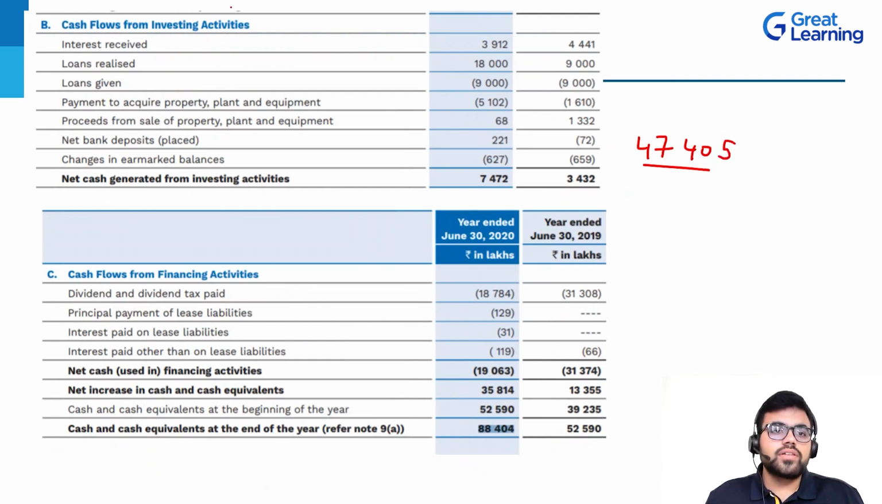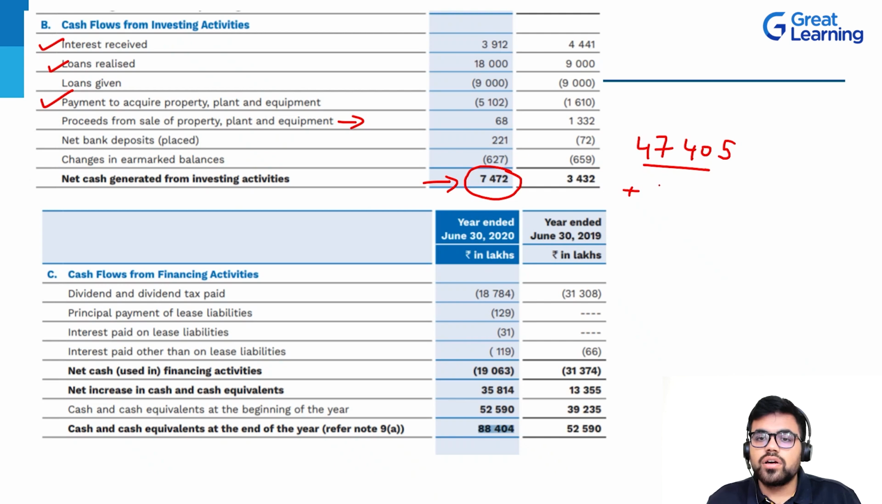Now the second part is the cash flow from investing activities. I already mentioned what it is. It is the loans that are released, the interest received, the payment for acquisition of land and property, and the sale of any equipment if there is any. These things are also added or subtracted the way they appear. Now the total net cash from investing is 7,472. So we'll add 7,472 to it.